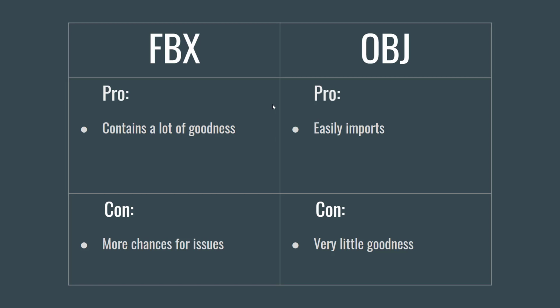Now, OBJs are a much simpler form of file output. They very easily import into most programs. I've yet to come across a program that doesn't know how to import an OBJ, be it a game engine, Maya, or ZBrush, or any of the other 3D programs. They usually know how to import them. However, a con is that the goodies aren't really in there. You don't have the texture data, you don't have the UV data, you don't have any of those things that you worked so hard to create and that you really want to get in there.